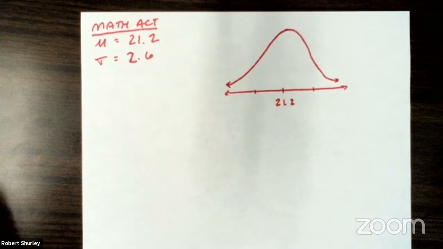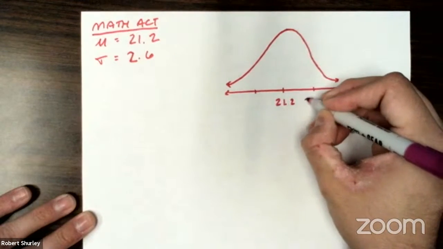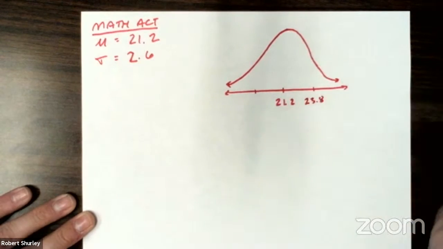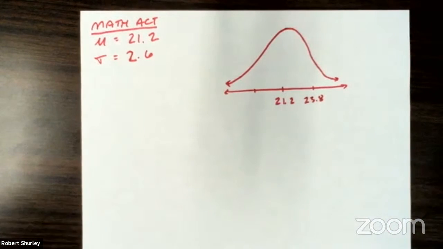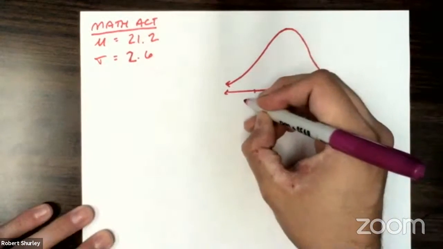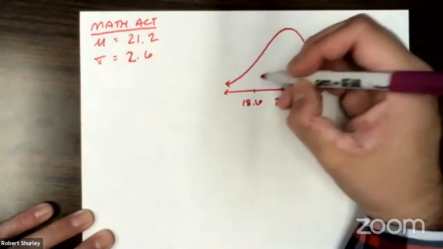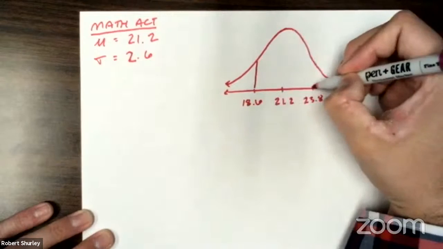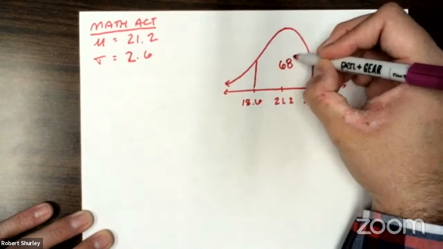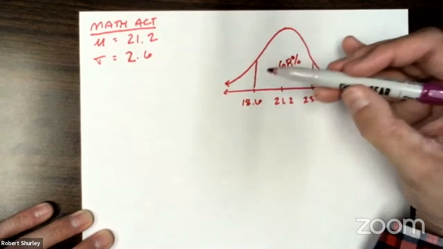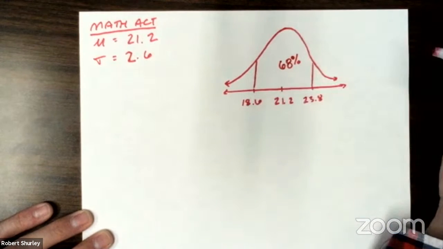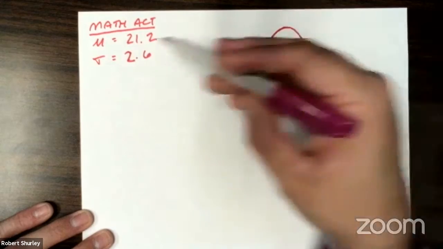21.2 plus 2.6, right? So one standard deviation up is 23.8. One standard deviation down, that's 21.2 minus 2.6, which is 18.6. And what this empirical rule says is 68% of students will approximately make between an 18.6 and a 23.8 on the math ACT.